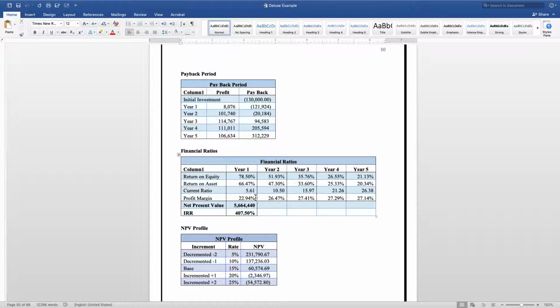The current ratio, I like to include that just because the current ratio is an excellent gauge to show that the company is going to be liquid. It's going to have enough monies to pay their current liabilities within the next 12 months with their current assets.